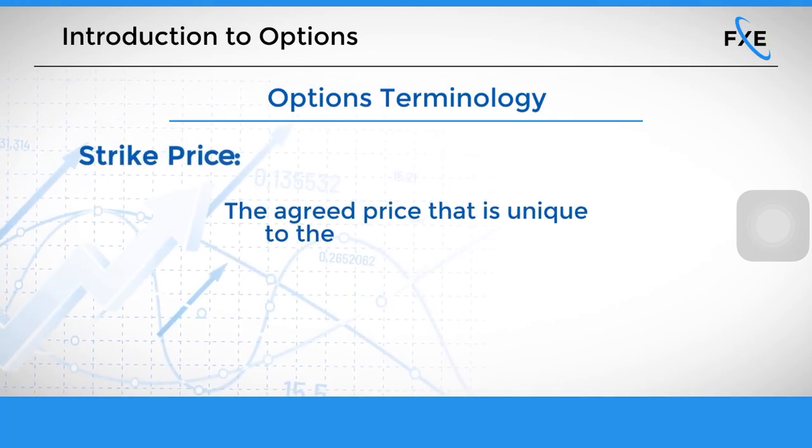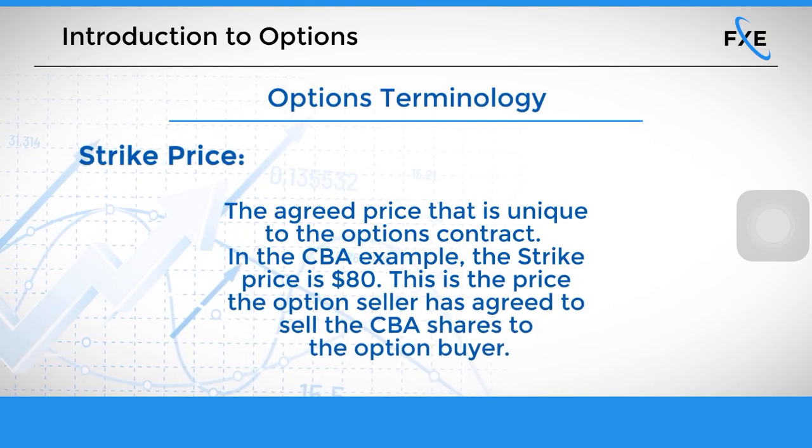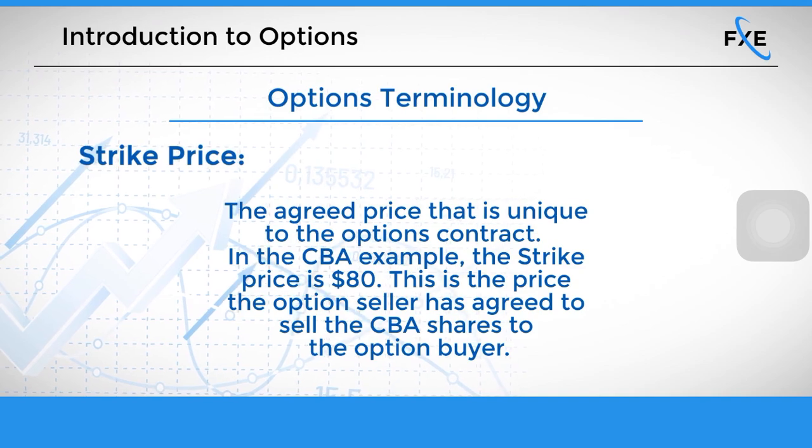Let's start with the strike price. This is the agreed price that is unique to the options contract. In the CBA example, the strike price is $80. This is the price the option seller has agreed to sell the CBA shares to the option buyer.